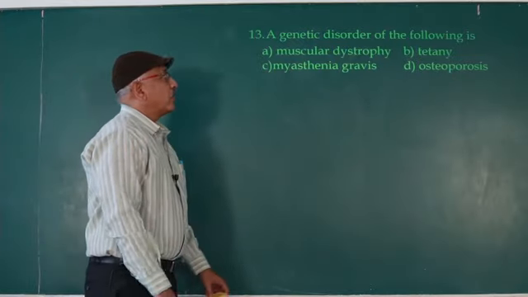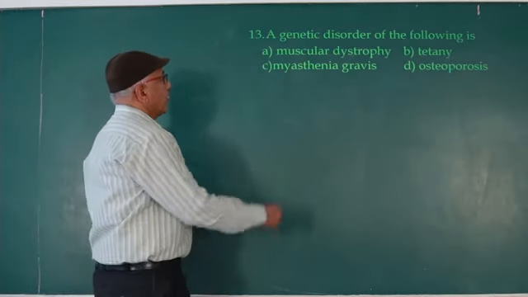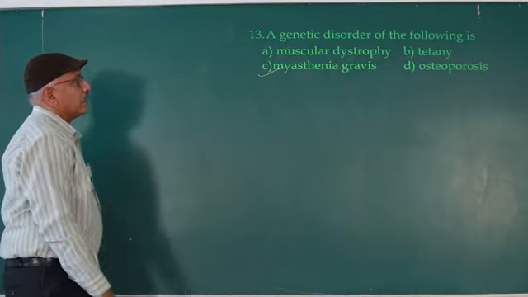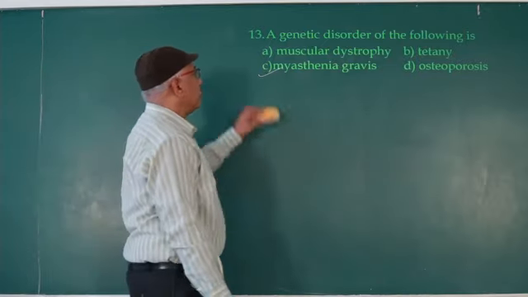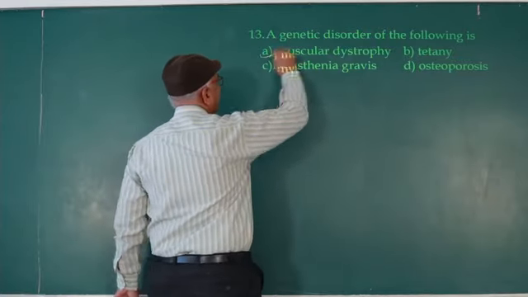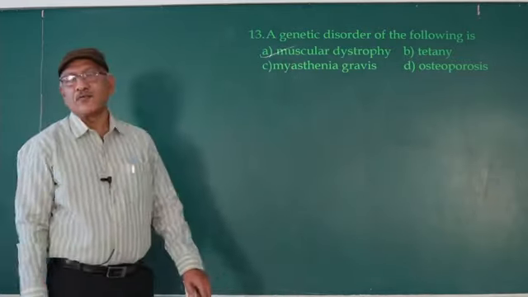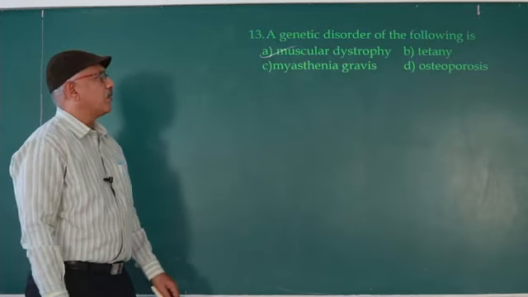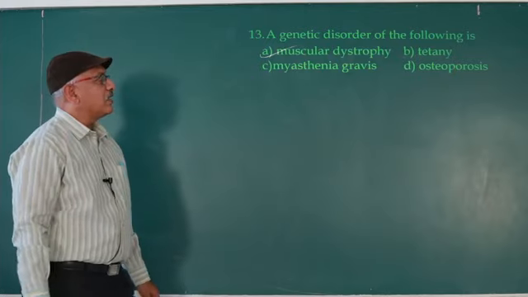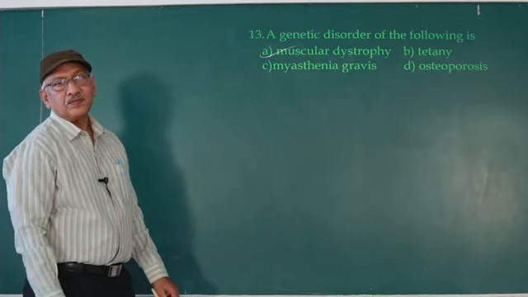Which of the following is a genetic disorder? Myasthenia gravis is an autoimmune disorder. It is not a genetic disorder. Question is genetic disorder. So muscular dystrophy, Duchenne muscular dystrophy is an X-linked recessive disorder. Myasthenia gravis is an autoimmune disorder.